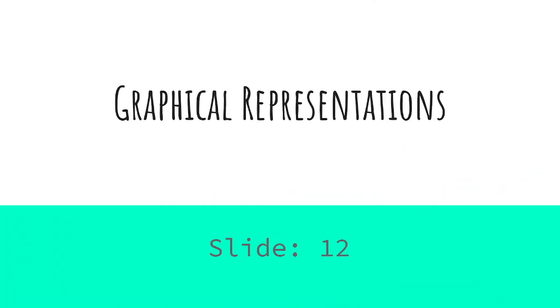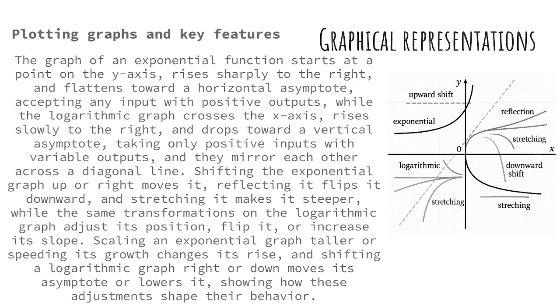Next, I'd like to move on to some more graphical representations. This will be on slide 12. The graph of an exponential function starts at a point on the y-axis. It rises sharply to the right and flattens towards a horizontal asymptote, as we have seen from our graph of f of x is equal to 4 to the power of x, or f of x is equal to 45 to the power of x.